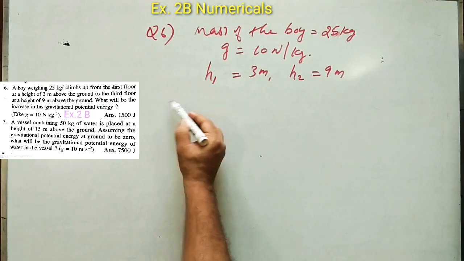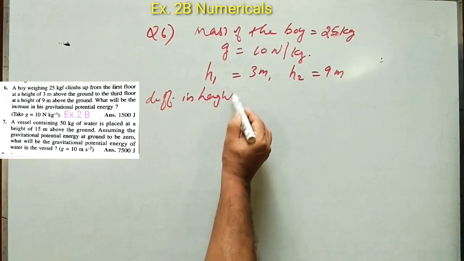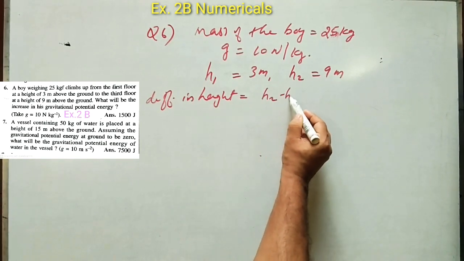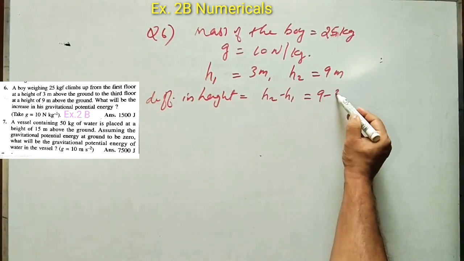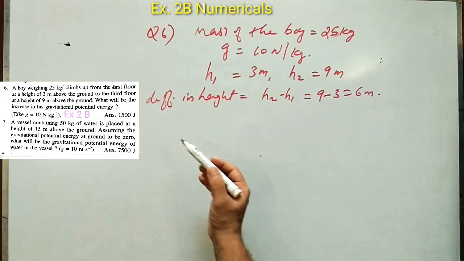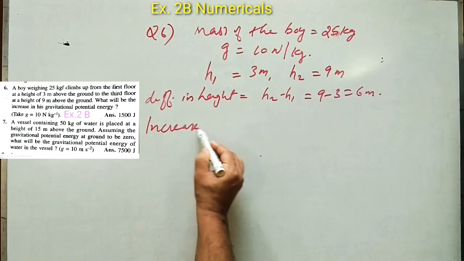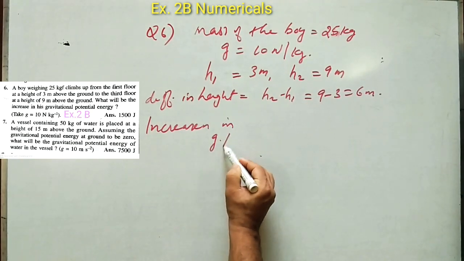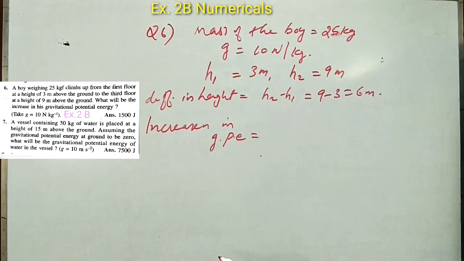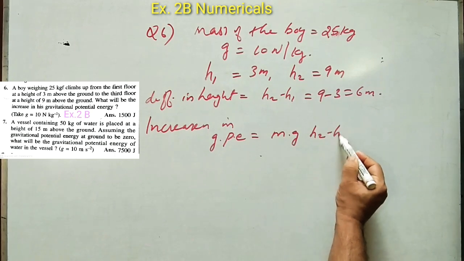So the difference in height is given as h2 minus h1. We can calculate it. 9 minus 3, that is 6 meter. So as you know, the boy is going up. That is, he gains potential energy. So that gain in potential energy we have to calculate. Therefore, the increase in gravitational potential energy is given by the formula mg into h2 minus h1.